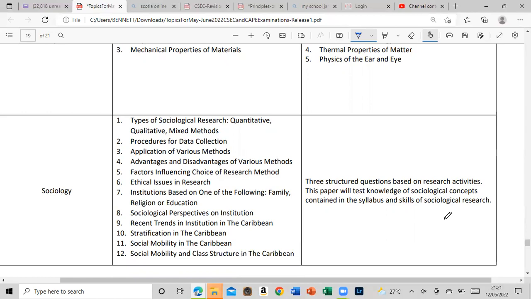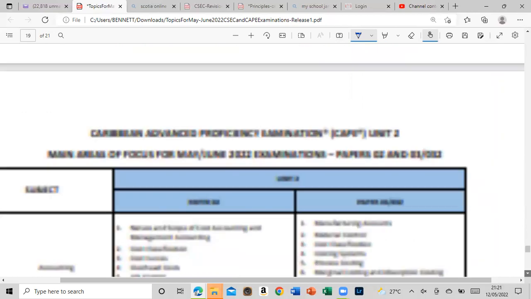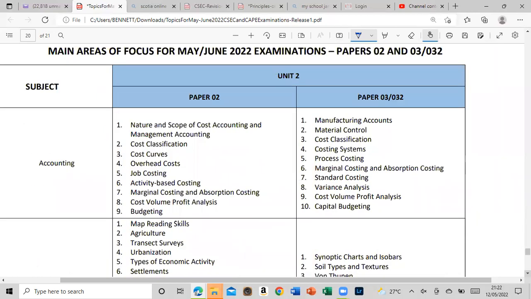And for paper 3, 3 structured questions based on research activities. This paper will test knowledge of sociological concepts contained in the syllabus and skills of sociological research. All right, so let's move on to the next subject, and it will be accounting paper 2, unit 2.